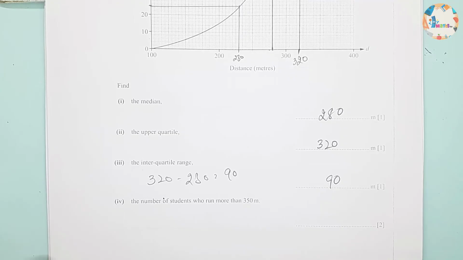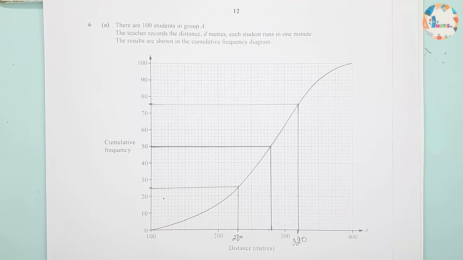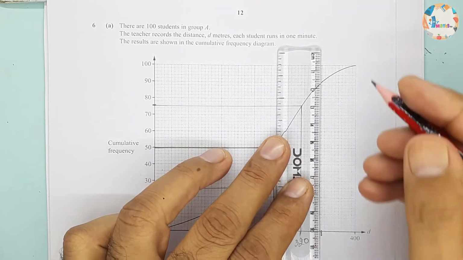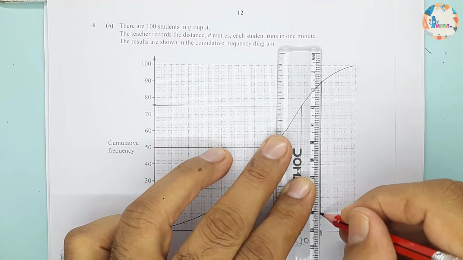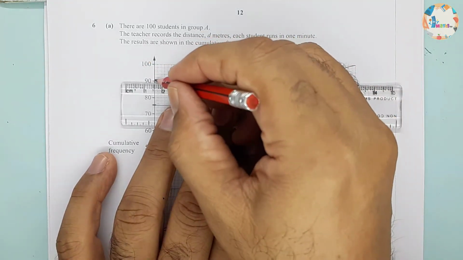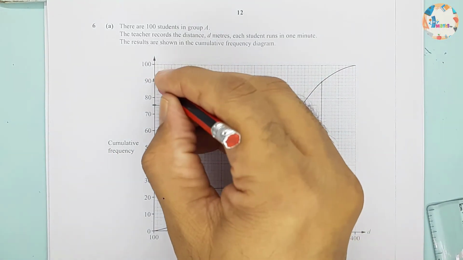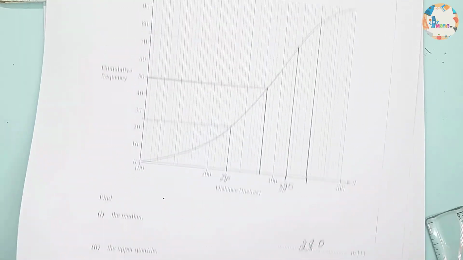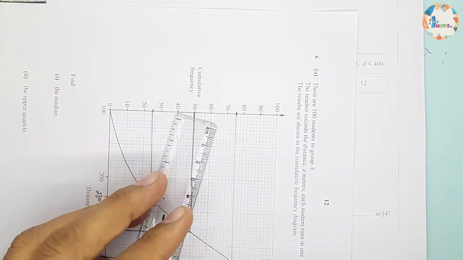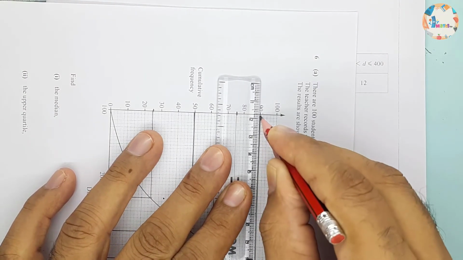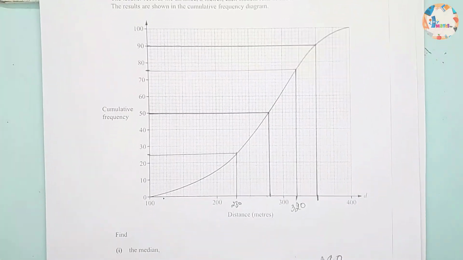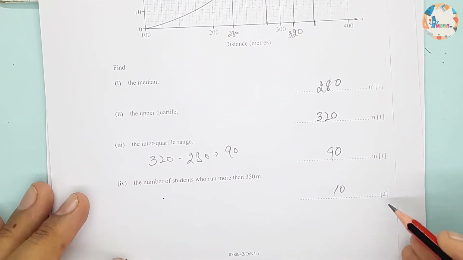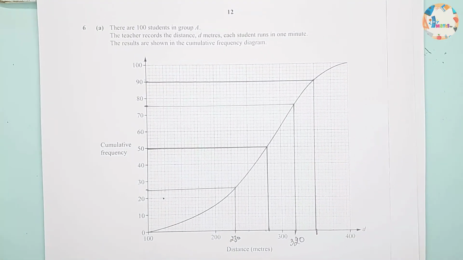The number of students who run more than 350 meters. So more than 350, this is up to 350. The reference will be up to this point, and if we check, the reference will be up to 90. So there will be 10 more students. Above 90 will be 10, so we will answer this as 10. Because this is 2 marks, we'll show the reference on the page as well, so that we will not lose marks. This is the 90 reference which we have to show. In a cumulative frequency diagram you have to show these lines, because this is a 2 mark question, and if you do not show these lines, you will lose marks.